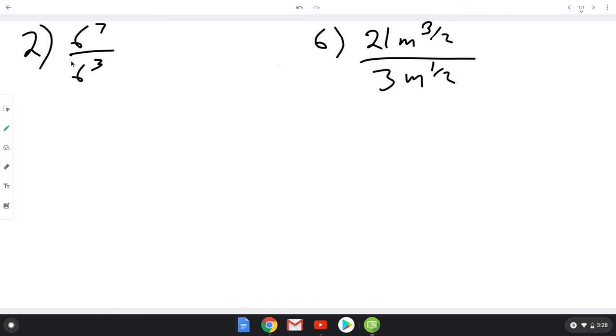So we have two things with the same base. We have the same base of 6, so we can subtract the exponents. So this equals 6 to the 7 minus 3. So if we have the same base, we can subtract the exponents. So our answer here would be 6 to the 4th. And then if we needed to, we could put that in a calculator and see what 6 to the 4th is.